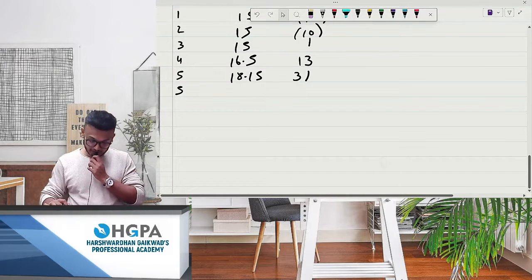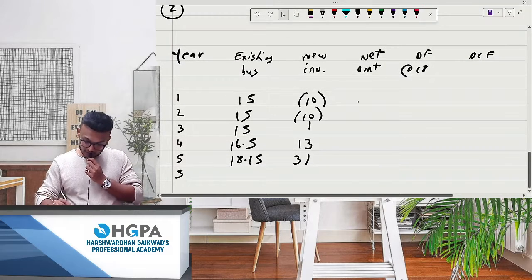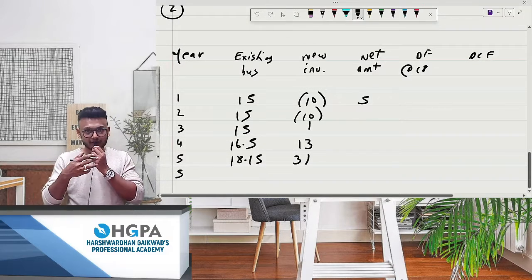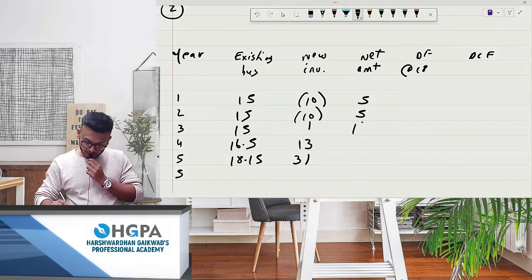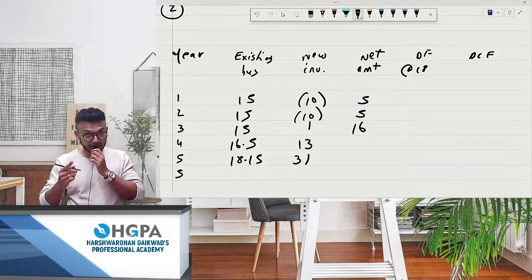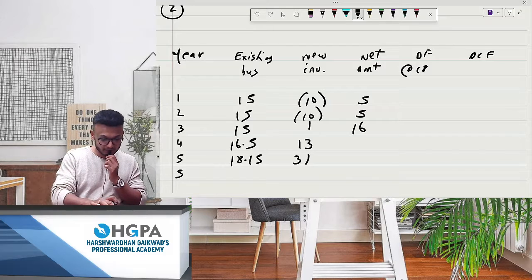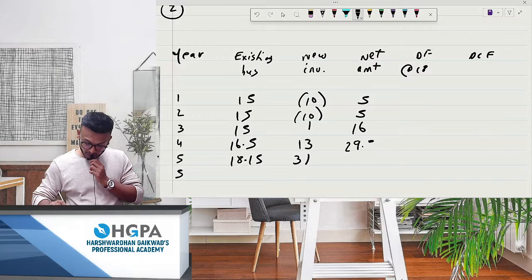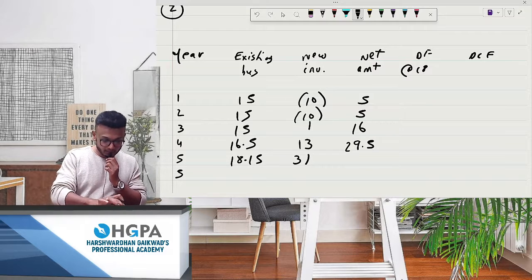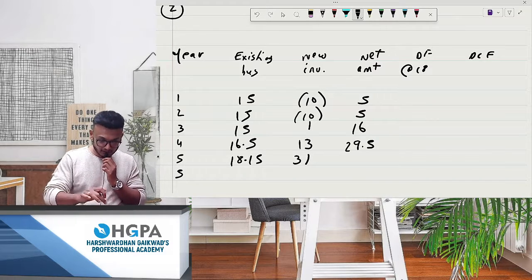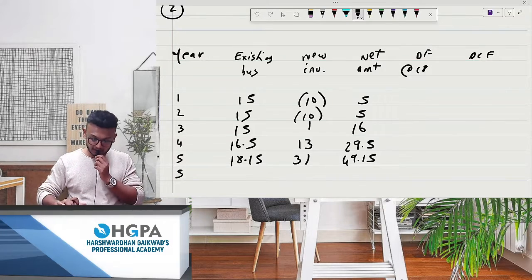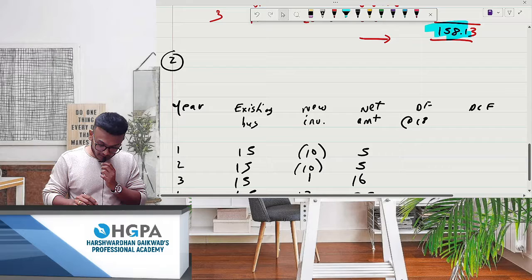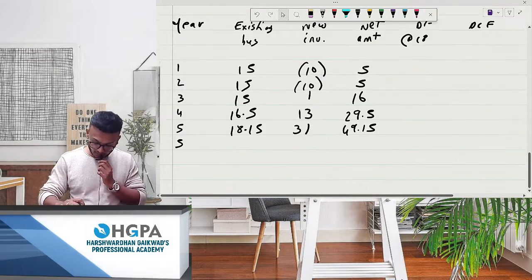Now what I'll do here is, what's your net amount? 5. Like 15 is saved. No, 10 is going. 5, 16. That's your inflow. Now 16.5 plus 13, 29.5, 18.15 plus 31. This is how much? 49.15. Their discounting factor will come. But I'll tell you one thing now. What is going to happen? I'll prepare a timeline. Pay attention now.